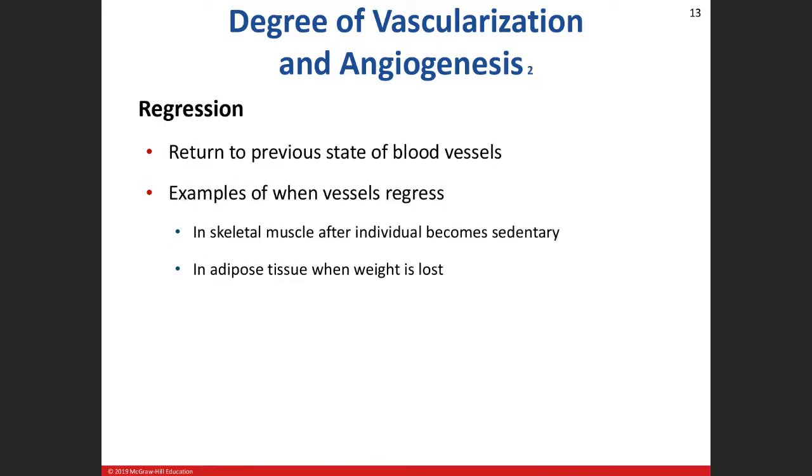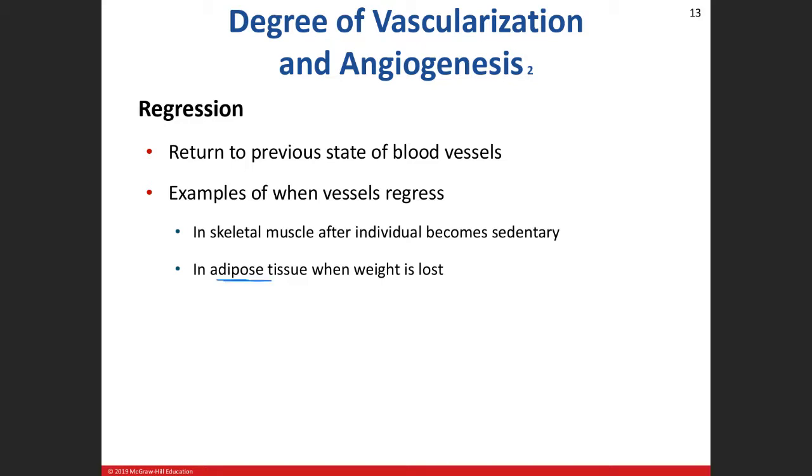We'll jump into that. But that leads me into regression. So, that saying, what goes up must come down. Now what we'll see is, when a person stops working out, the skeletal muscle no longer needs all the blood vessels that used to supply it, so they'll start to regress. Those new blood vessels will start to disappear.